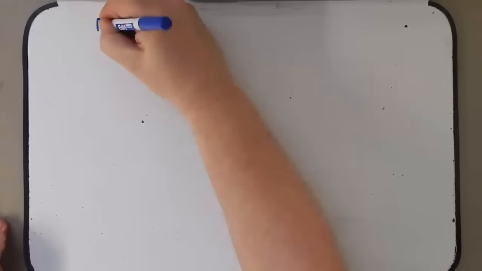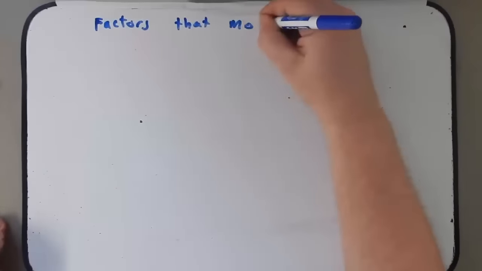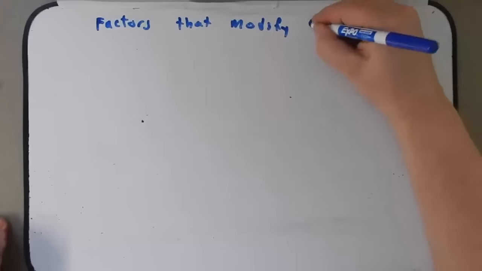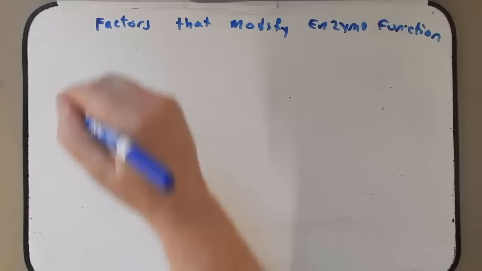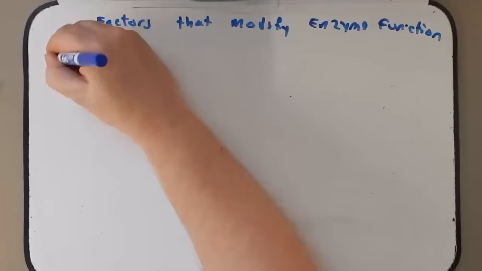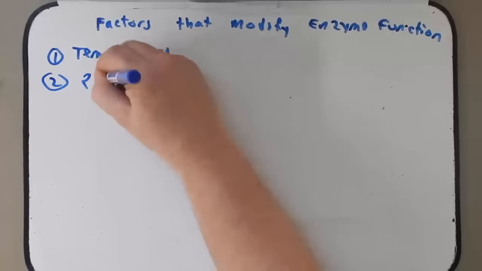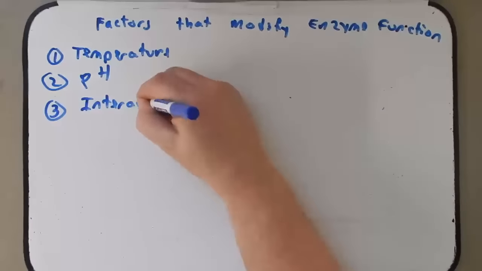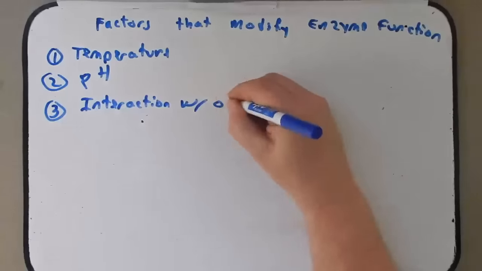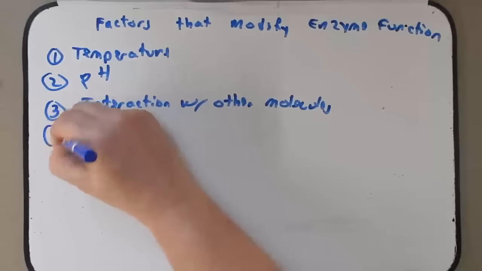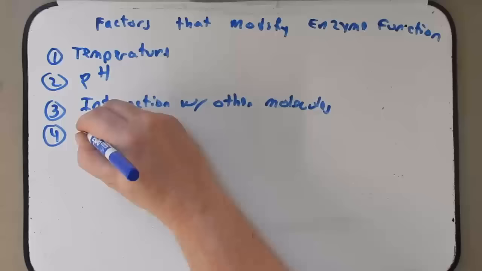All right, now I want to spend some time talking about factors that modify enzyme function. And in general, I'm going to talk about 4 different factors. They include temperature, pH, interaction with other molecules, and the last one is changing its primary structure.